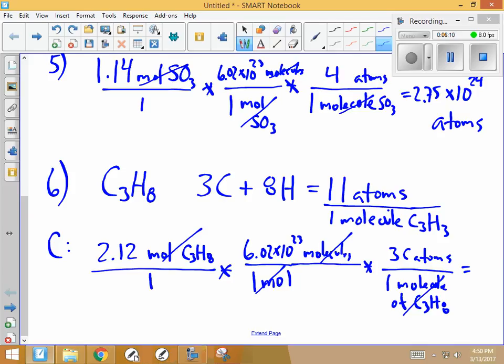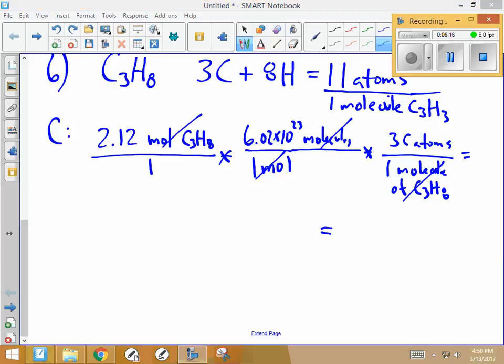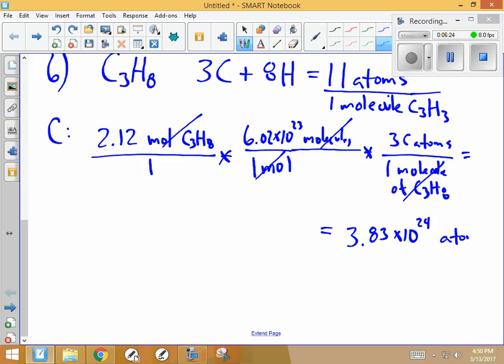2.12 times 6.02 times 10 to the 23rd times 3, which equals 3.83 times 10 to the 24th atoms of carbon.